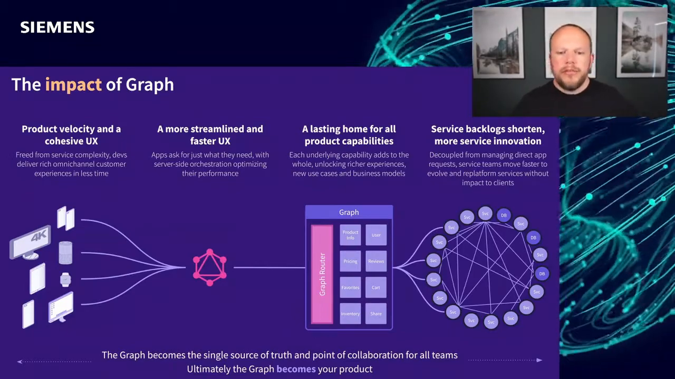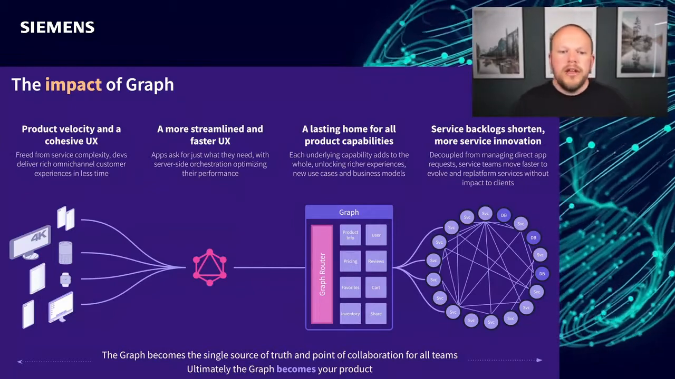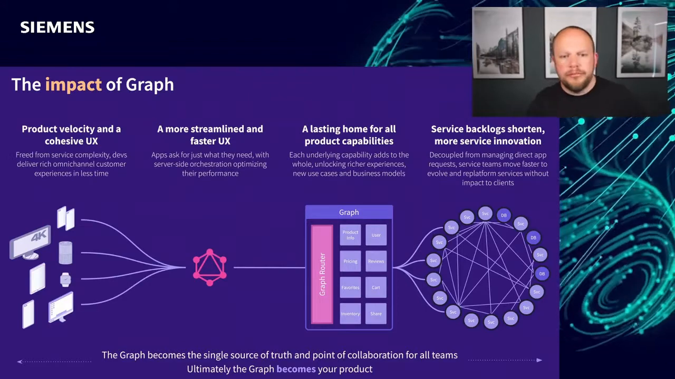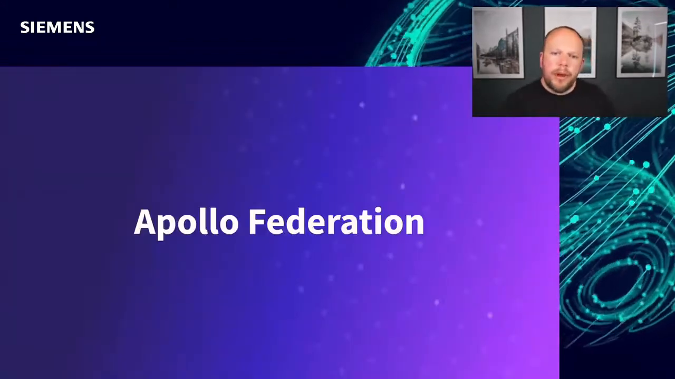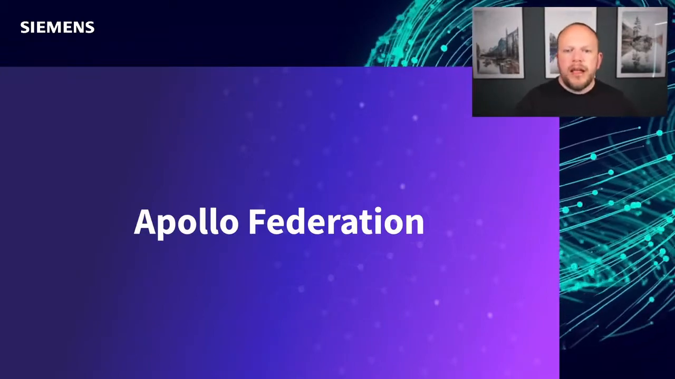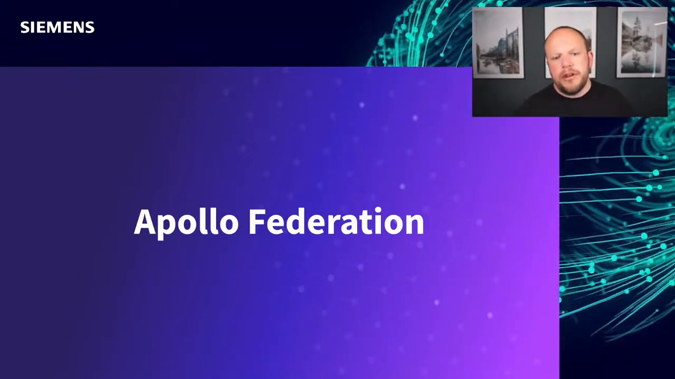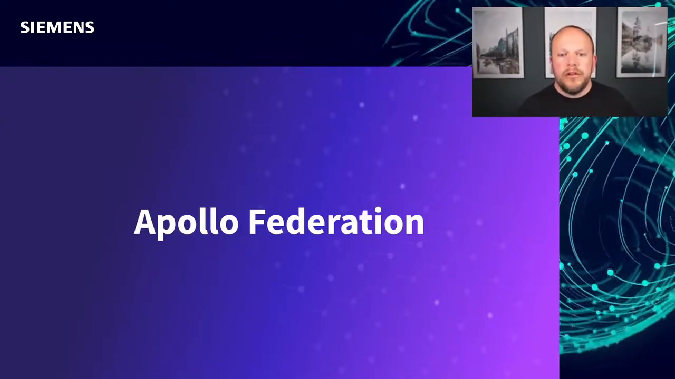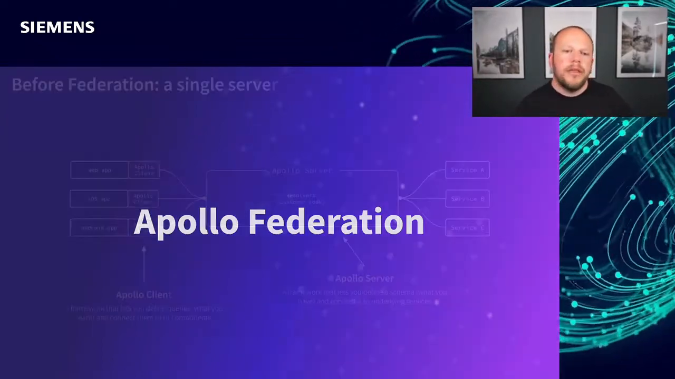The graph becomes the single source of truth within your organization, the point of collaboration for all teams, and ultimately, it becomes your product. So how do you go about building a unified graph? This is where federation fits in. It was designed to help you create a unified graph in a scalable and predictable way, allowing you to build a single graph API up from independently owned services, or subgraphs as we call them.